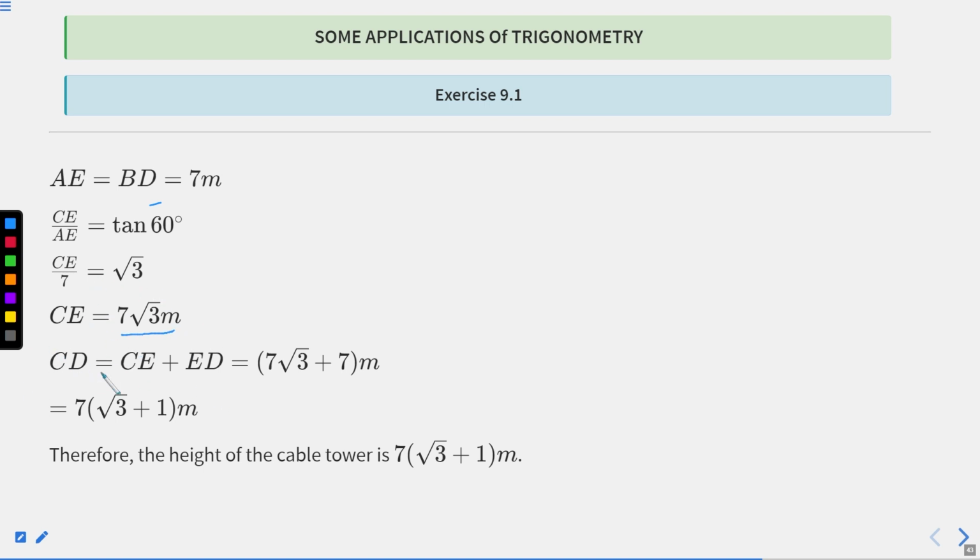And we know CD is equal to CE plus ED, and here CE is 7 times root 3 and ED is equal to 7 meters. So CD is equal to 7 times root 3 plus 7 meters, and it implies CD is equal to 7 times (root 3 plus 1) meters. Therefore the height of the cable tower is 7 times (root 3 plus 1) meters.